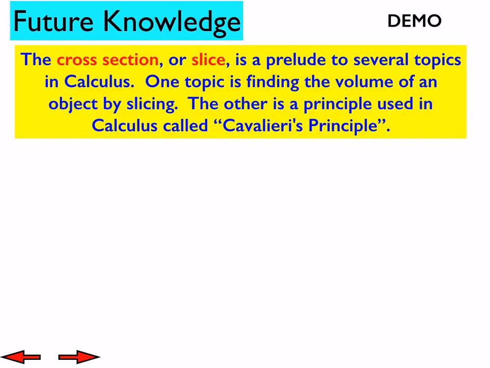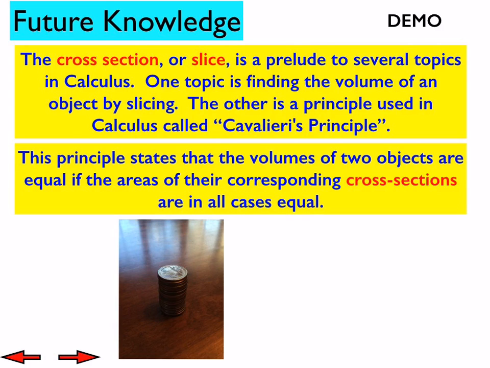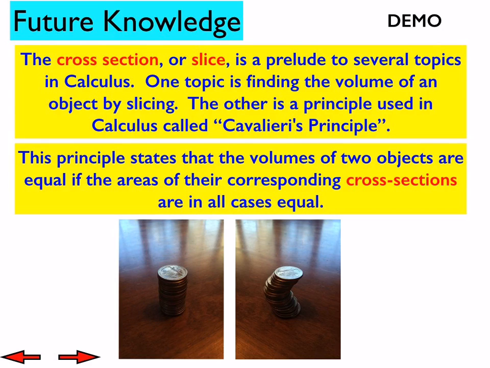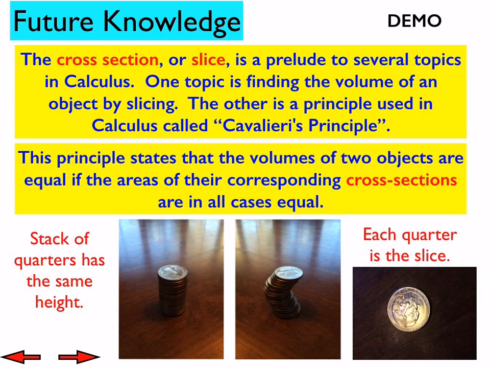But there's another one, and that's the principle titled Cavalieri's principle. And that principle states that the volumes of two objects are equal if the areas of their corresponding cross-sections are in all cases equal. So here's a simple case of it, and then I'm going to show you a little demo, and then we're finished for today. Here I have a pile of quarters. It should be obvious to you that if I squish the pile of quarters sideways, that it should still have the same volume. The reason that they have the same volume is because the stack of quarters has the same height, and each quarter is actually the cross-section, and obviously all those quarters have the same area.